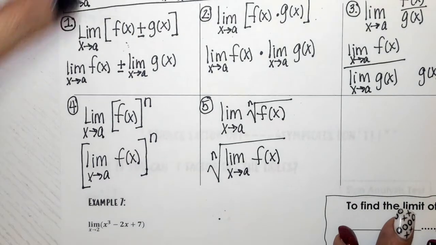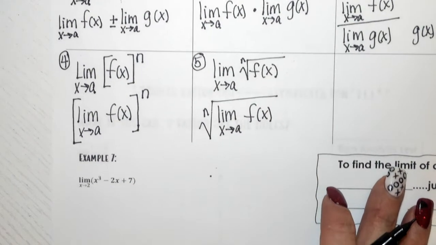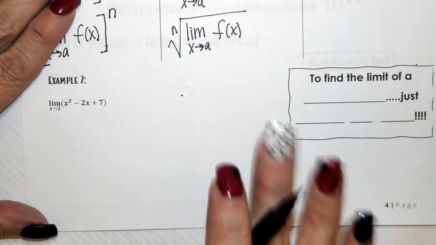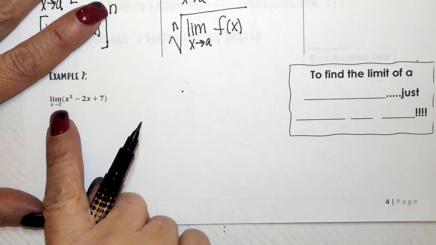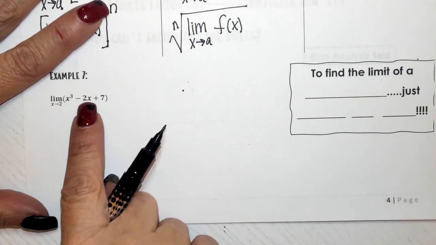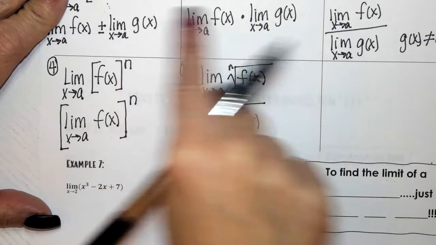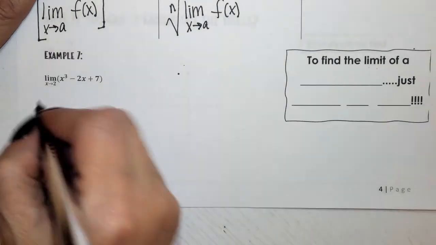All right, so I'm going to do this next one. I am going to take the long way around to do this, and then afterwards, I'm going to show you the shortcut. So here's what I've got. The limit as x approaches 2 of x cubed minus 2x plus 7. I'm going to take this polynomial, and I'm going to apply every one of these to it in order to solve it. All right? So here's what we're going to do.